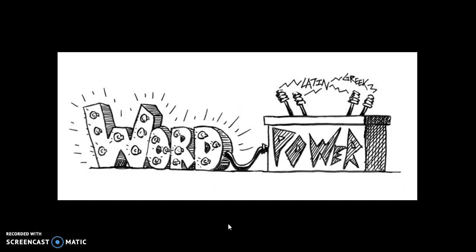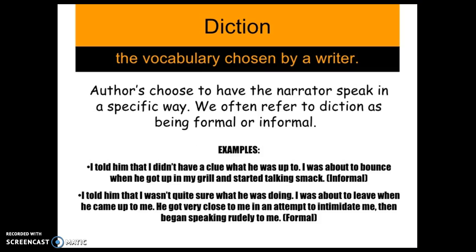So diction gives power to a writing. It creates its tone. So for instance, in these examples, I told him that I didn't have a clue what he was up to. I was about to bounce when he got up in my grill and started talking smack. Okay, well, that's an informal tone created by informal diction, such as grill and smack and bounce.